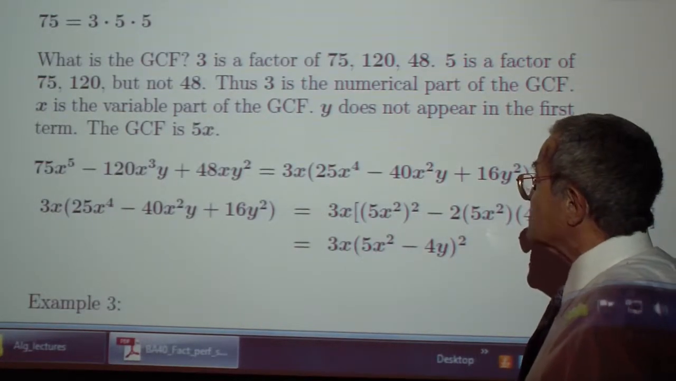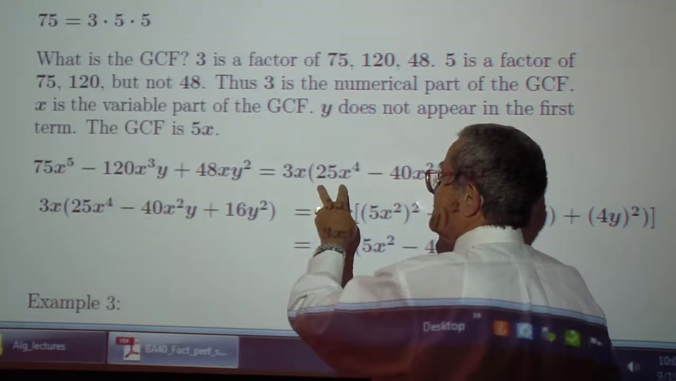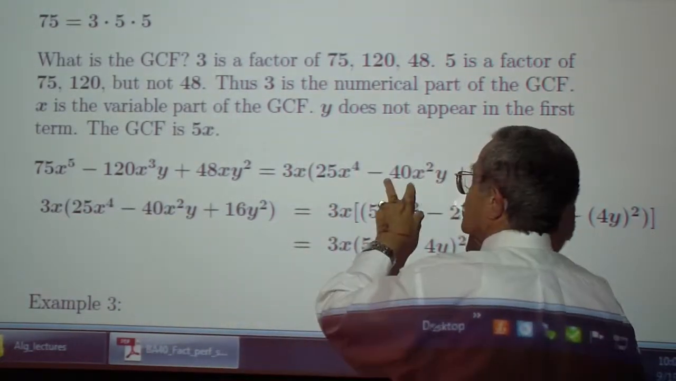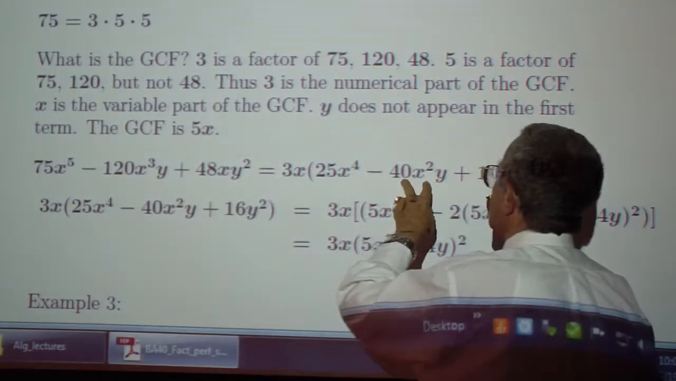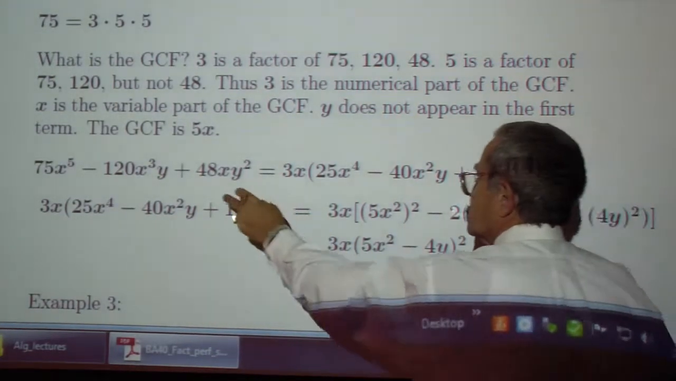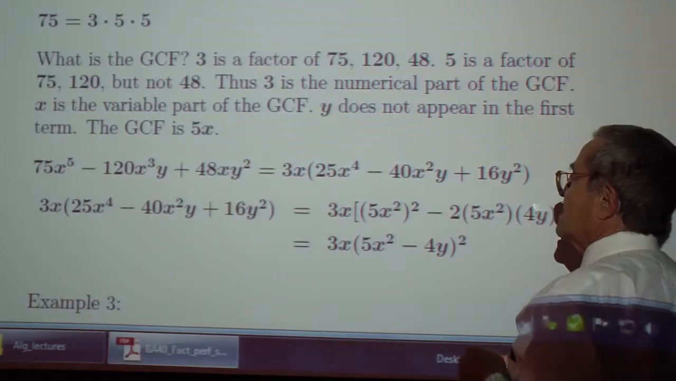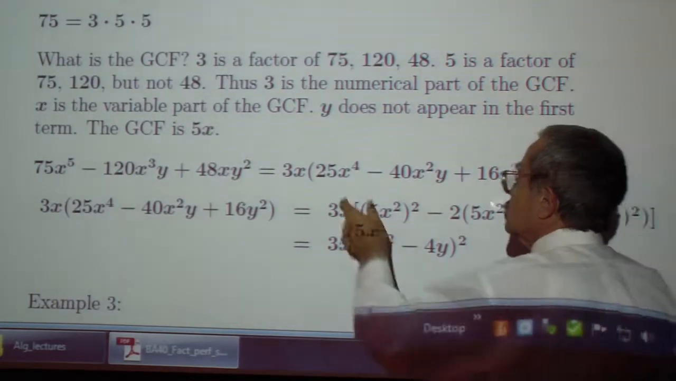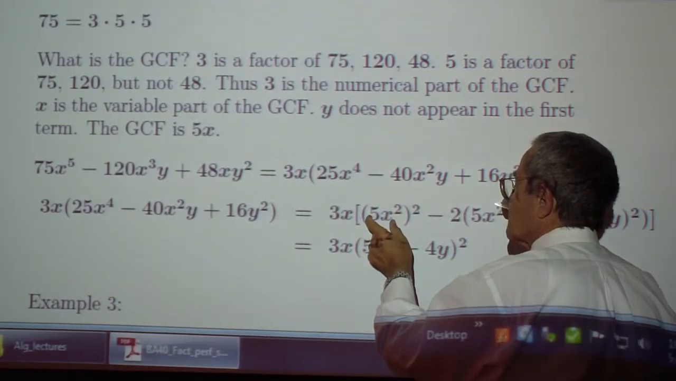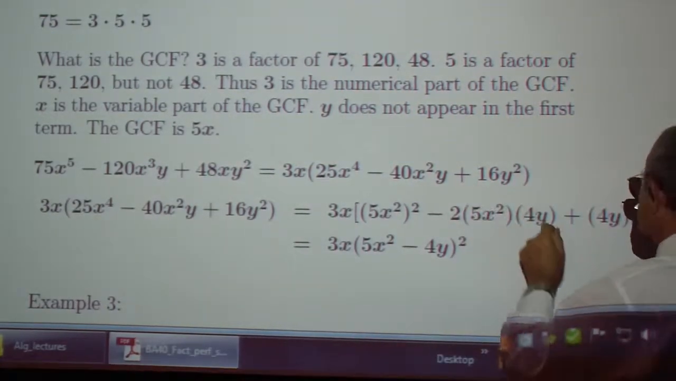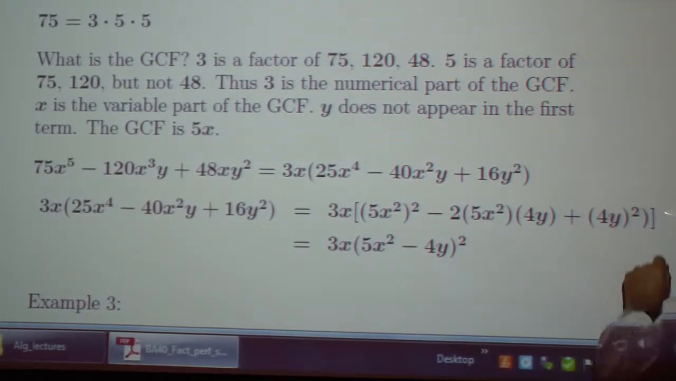So when you factor out 3x, you're left with 25x to the 4, minus 40x squared y, plus 16y squared. Is this a perfect square? This is a square, 5x squared quantity squared. This is a square, 4y quantity squared.